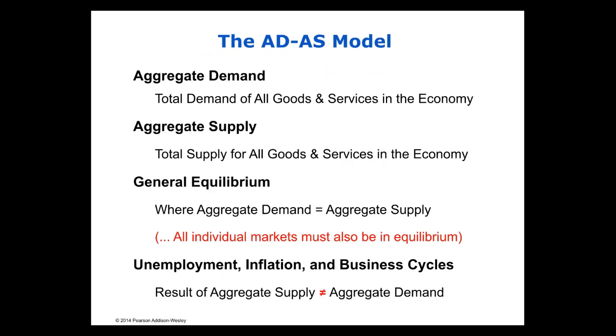In the aggregate demand and aggregate supply model, you have a number of aggregates. Aggregate demand is equal to the total demand for all goods and services in the economy. Aggregate supply is the total supply of all goods and services in the economy. And when aggregate demand and aggregate supply are equal or in balance, we have what's called a general equilibrium, a macroeconomic equilibrium, or an equilibrium for the overall economy. Now, in the AD-AS model, we describe problems like unemployment and inflation and business cycles as a situation where aggregate supply and aggregate demand are not in balance. They're not equal. And that's how we explain these economic phenomena.